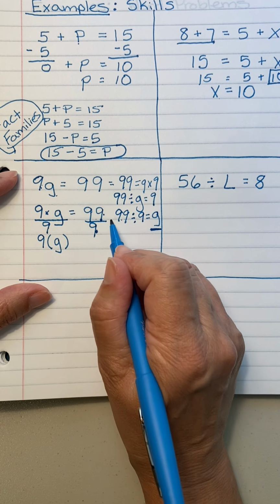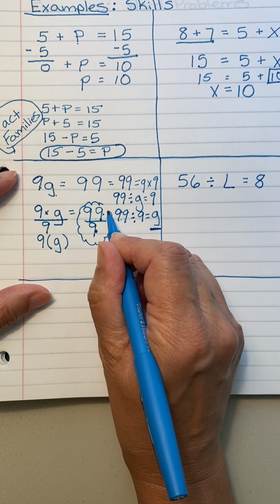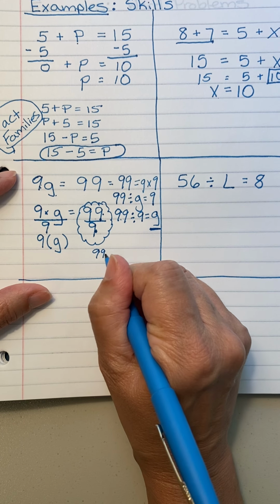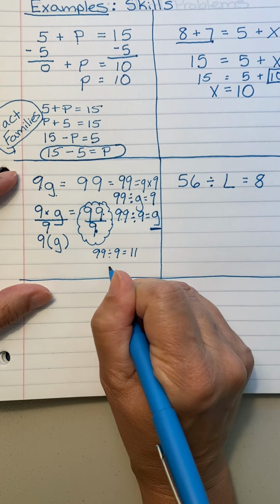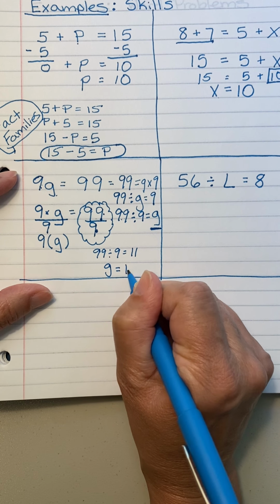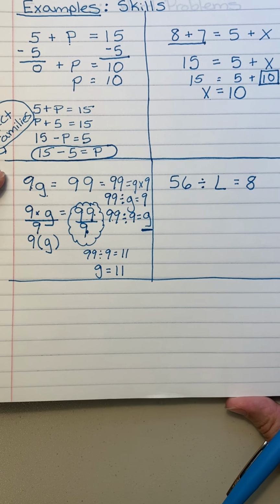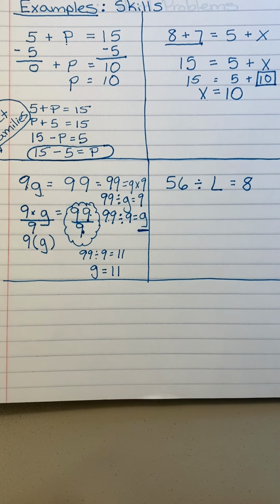And this is where, right here, we said 99 divided by 9. So 99 divided by 9 equals 11. So g equals 11. Let's look at one more example. On this last example, I am only going to do the fact family.